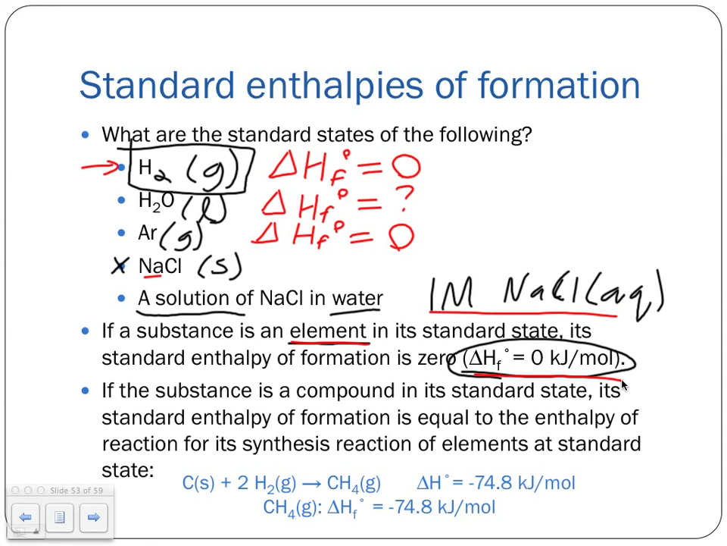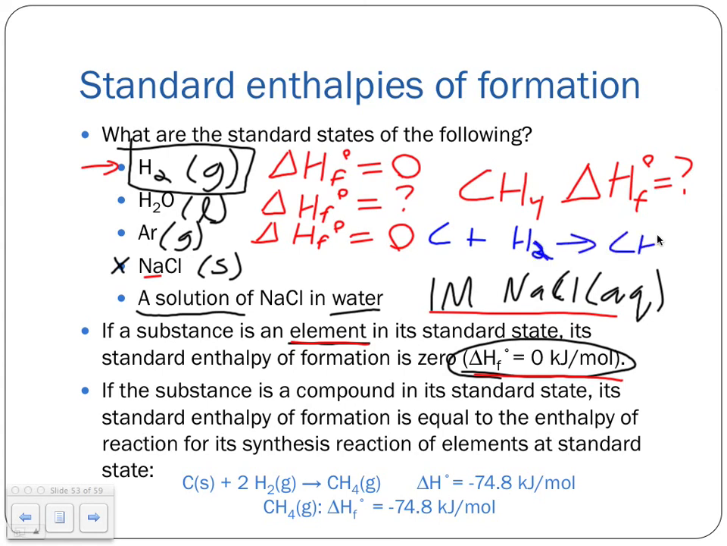So what if it's not then? That gets to our last point. If the substance is a compound in its standard state, its standard enthalpy of formation is equal to the enthalpy of reaction for its synthesis reaction from elements that are at their standard states. So let's say that we're trying to figure out CH4. And we want to know what is the standard enthalpy of formation for that substance. Well, the way you'd figure it out is you'd say, well, what synthesis reaction would produce CH4? Well, to produce CH4, we'd have carbon plus hydrogen gas, right? And then that would produce CH4.